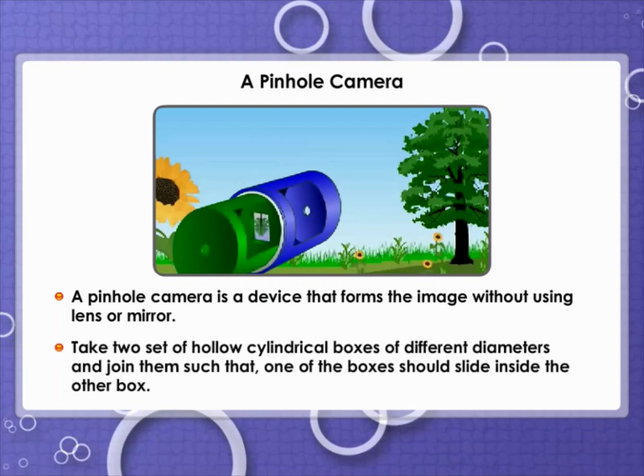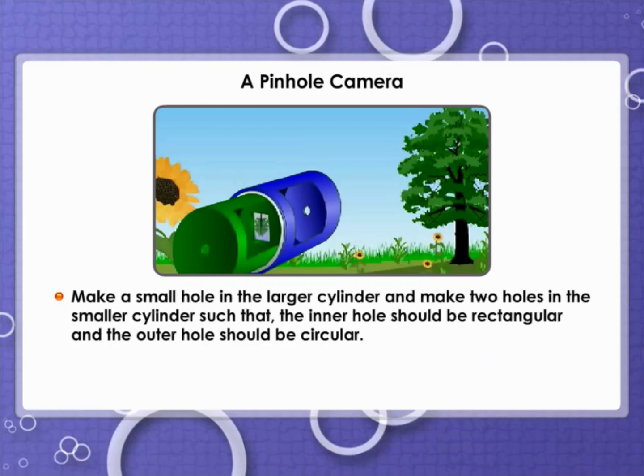Take two sets of hollow cylindrical boxes of different diameters and join them such that one of the boxes should slide inside the other box. Make a small hole in the larger cylinder and make two holes in the smaller cylinder, such that the inner hole should be rectangular and the outer hole should be circular.